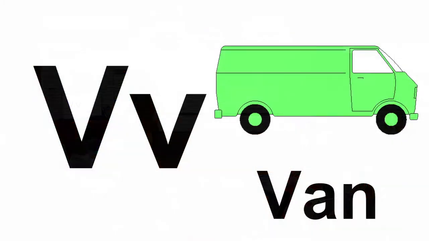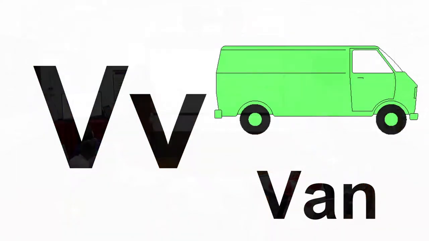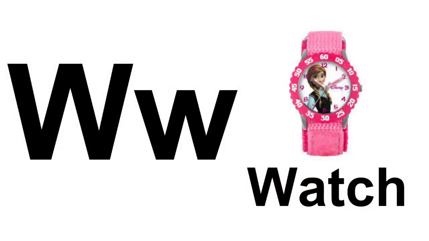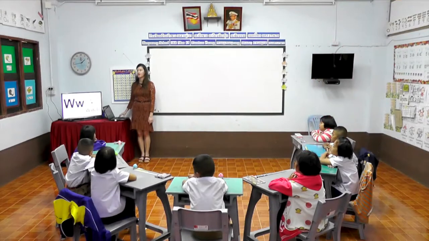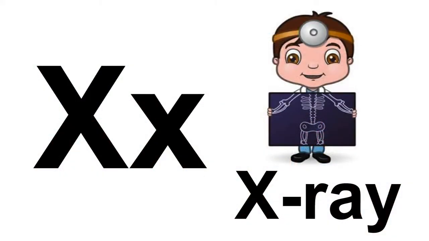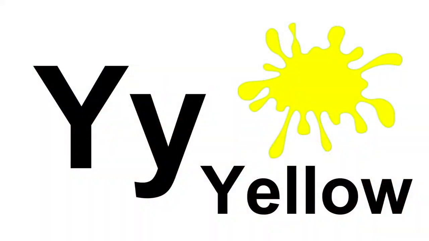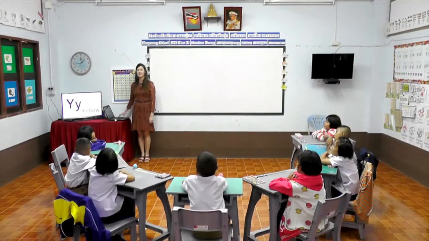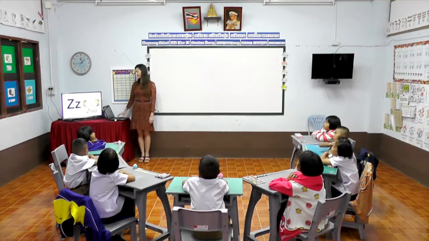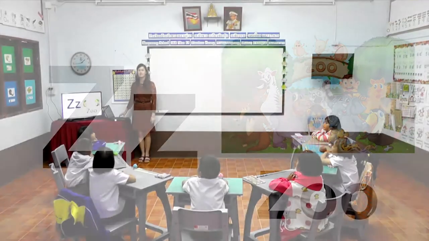V is for van. V, v, van. W is for watch. W, w, watch. X is for x-ray. X, x, x. Y is for yellow. Y, y, yellow. Z is for zoo. Z, z, zoo.